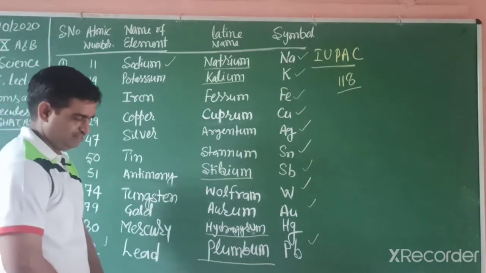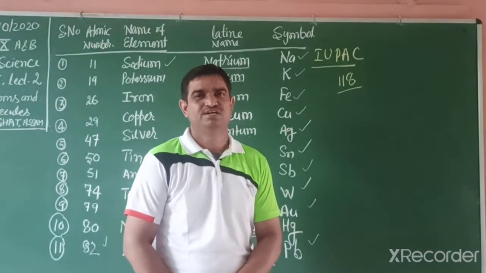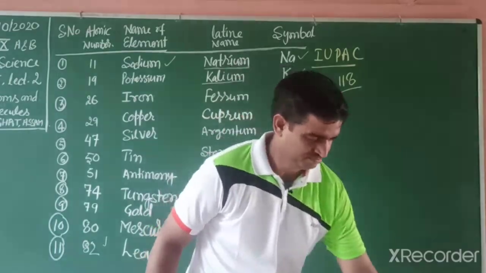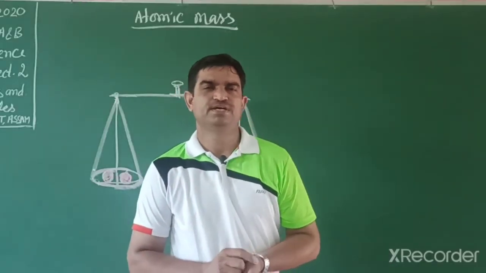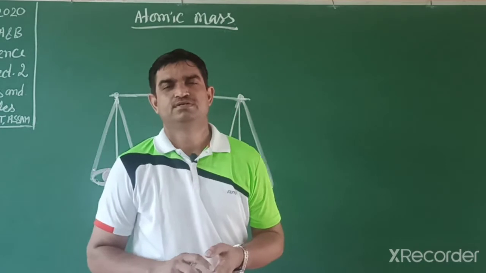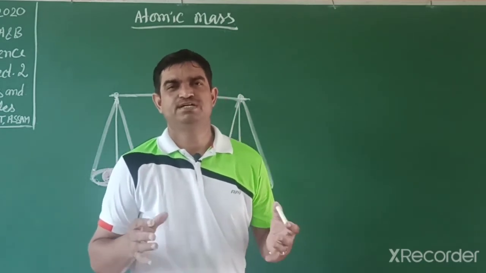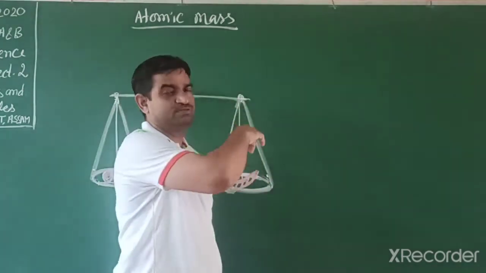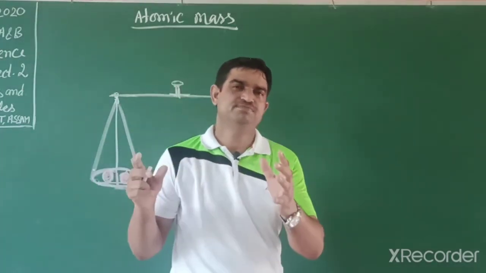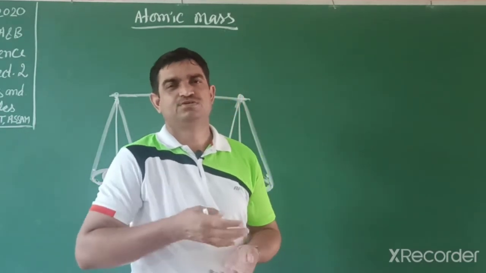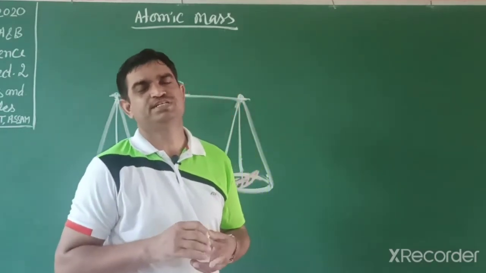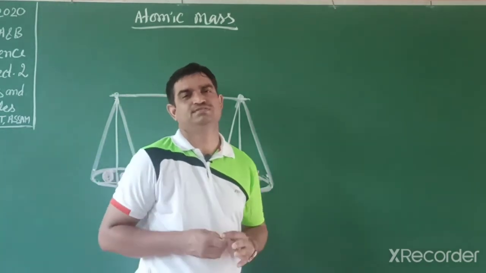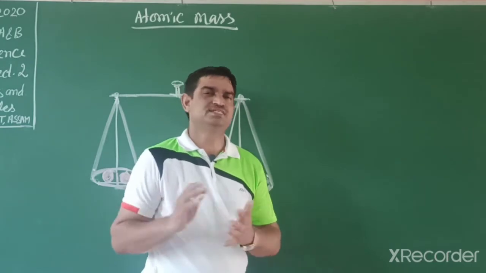Now we study what atomic mass is. After that we will discuss molecules. Now students, we explain atomic mass. Finding the atomic mass of any atom is very difficult. Atomic mass means the mass of any atom. We can't observe an atom with naked eyes, so weighing the mass of any atom is very, very difficult. So students, how can we find the exact mass? Then we take the relative mass.